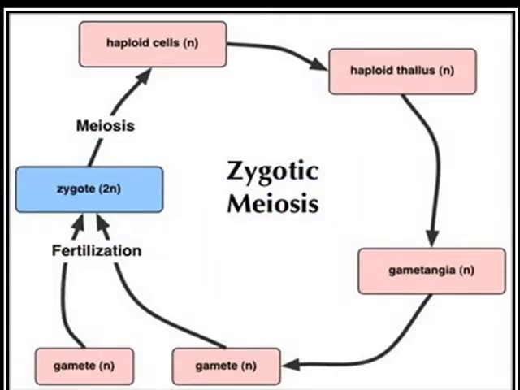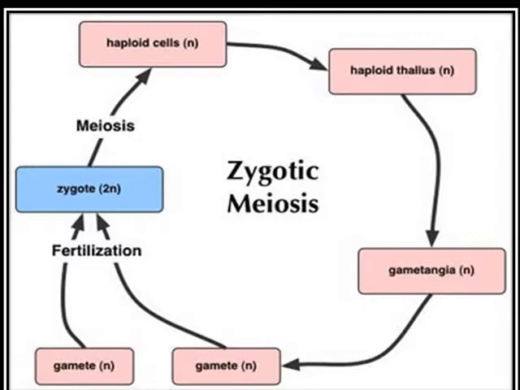Through this diagram, you can understand how zygotic meiosis takes place. We can start with a haploid thallus. Haploid thallus means body, so we can start from an organism. A haploid organism having n number of chromosomes will produce gametangia. Gametangia are the structures which will further produce gametes. Gametangia also have n number of chromosomes. Now they will produce gametes.